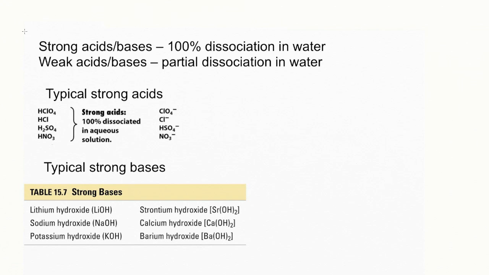For strong acid or strong base, when you dissolve them in water, you get 100% dissociation. But if you dissolve weak acid or weak base in water, you only get partial dissociation. Think about it. Let's use the hydrochloric acid as an example.